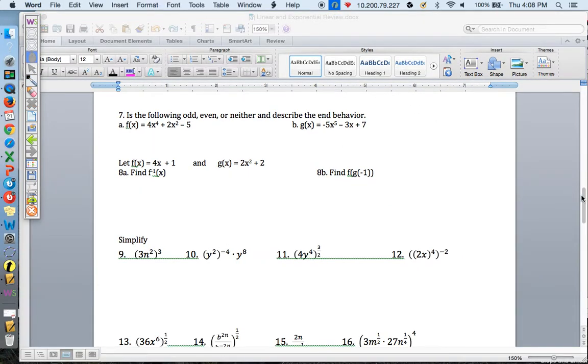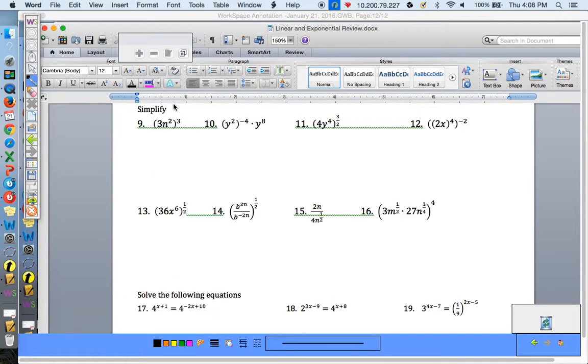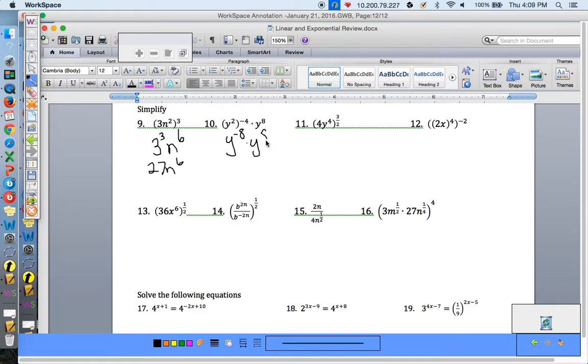So then there's going to be the review of some exponents here. So we distribute. So this becomes 3 to the 3rd, n to the 6th. So we have 27 n to the 6th. So this would be y to the negative 8 times y to the 8. And then we add those. So anything to the 0 power we know is 1.